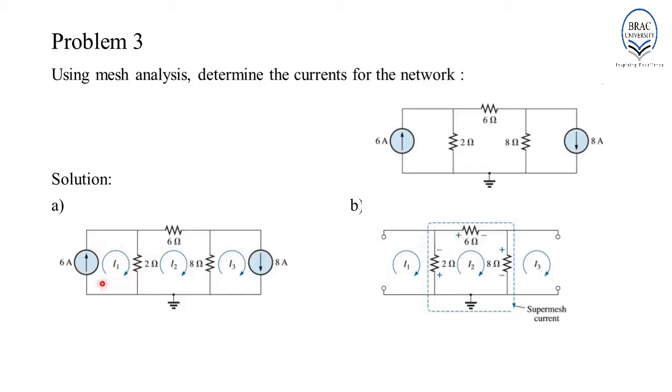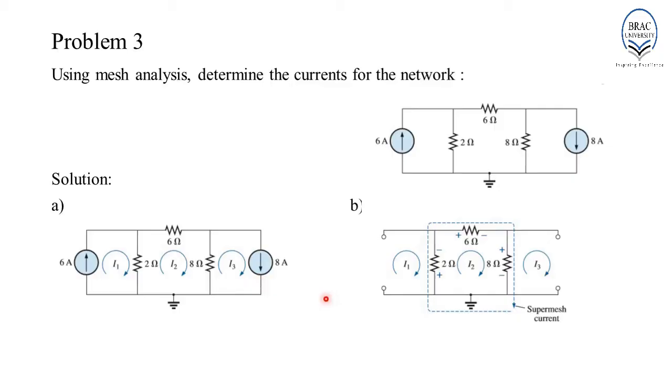Since the direction of I1 and the direction shown over here in the current source are in the same direction, thus I1 will be equal to 6 ampere. For loop 3, I3 is the current flowing through this branch. Thus, I3 is equal to 8 ampere.